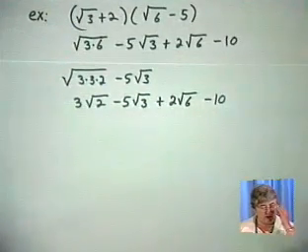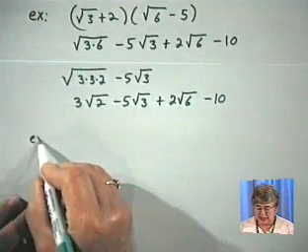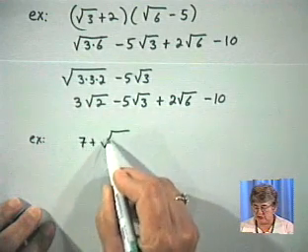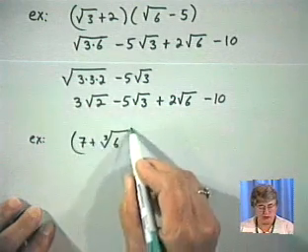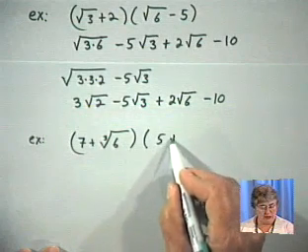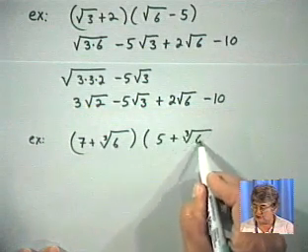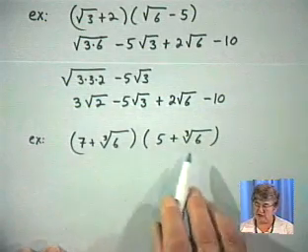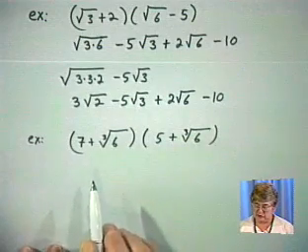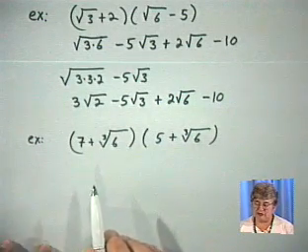Here's an example where we have some roots of a higher order. For example, what about 7 plus the cubic root of 6, and suppose we multiply that by 5 plus the cubic root of 6? It's different than before. We've got a binomial times a binomial. As long as we know that we have to multiply every term by every other term, we'll be fine.